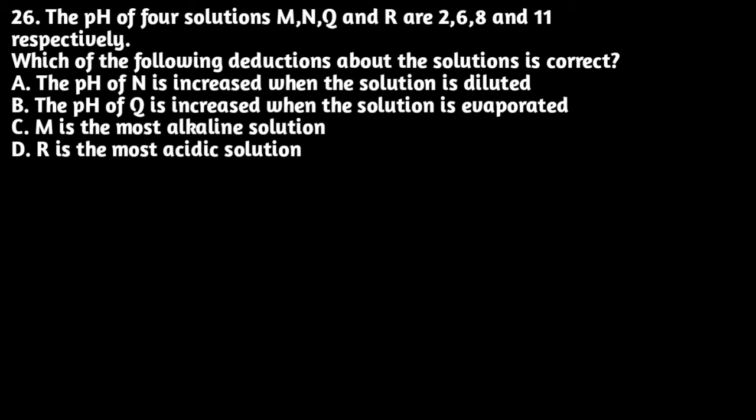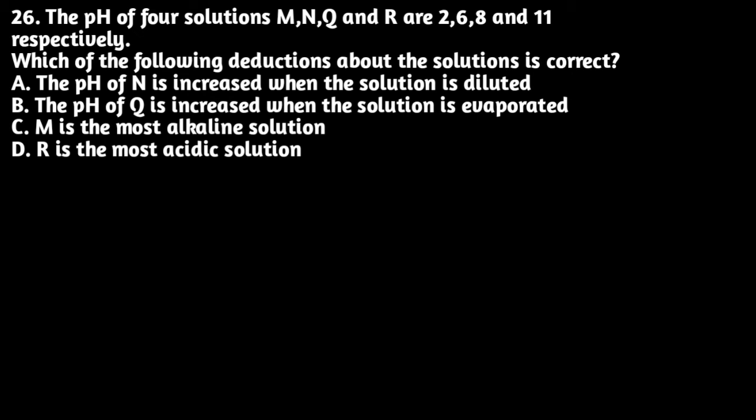Question number 26. The pH of four solutions M, N, Q, and R are 2, 6, 8, and 11 respectively. Which of the following deduction about the solution is correct? You should understand that concentration is important in this question. So let's go for option A. The pH of N is increased when the solution is diluted. B, the pH of Q is increased when the solution is evaporated. C, M is the most alkaline solution, and R is the most acidic solution.